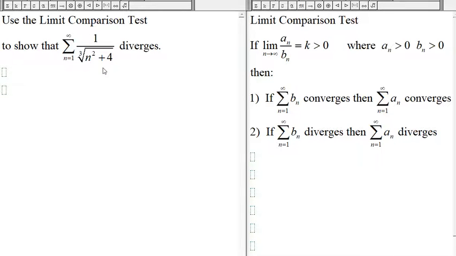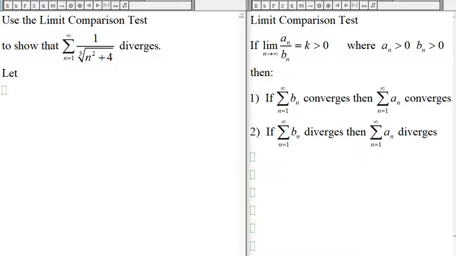Here we have the series 1 divided by the third root of n squared plus 4, and we want to show that this series diverges. To show this series diverges, we need to show that the limit of a sub n divided by b sub n is a finite positive number. And then the second step is we need to show that the series b sub n diverges. And then we can say that the series a sub n diverges.